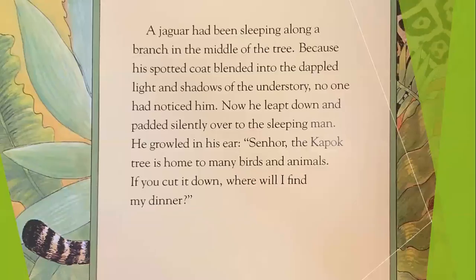Great job, scholars. A jaguar had been sleeping along a branch in the middle of the tree. Because his spotted coat blended into the dappled light and shadows of the understory, no one had noticed him. Now he leapt down and padded silently over to the sleeping man. He growled in his ear, "Senor, the kapok tree is home to many birds and animals. If you cut it down, where will I find my dinner?"